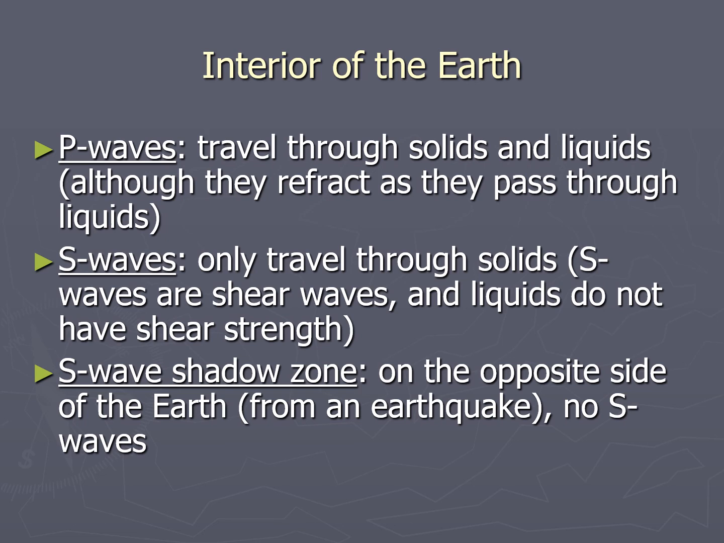So this gives us something called the S-wave shadow zone. On the opposite side of the Earth from a large earthquake, you will pick up P waves but no S waves.